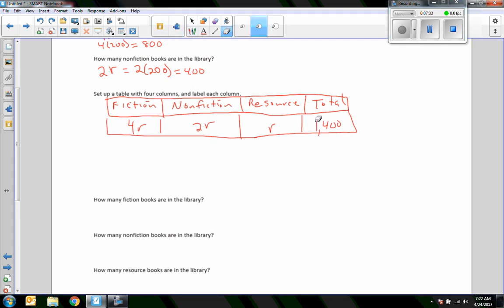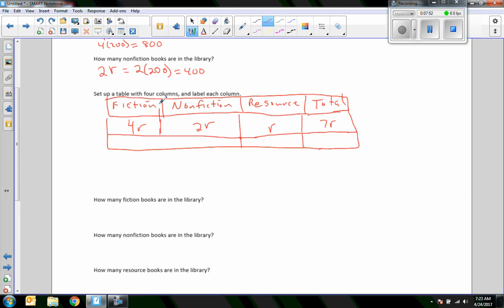I guess I can't change this, I'll erase it. So let's change that to a variable. That total is 7R. Okay, so put another row in our table. If R were to equal 100, there'd be 4 fiction books, 2 nonfiction, 1 resource, and 7 total books.